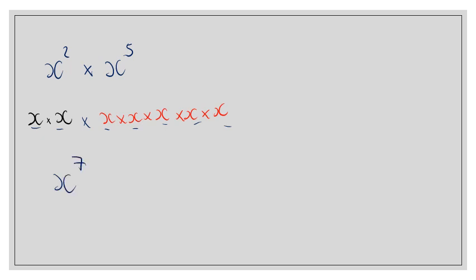So what we've done is we've added this 2 to this 5. So with indices, when we're multiplying, we can add them together. 2 plus 5 is 7. Can you try then y cubed times y to the power of 8? Pause the video or write that down for me, please. Hopefully you have got y to the power of 11 there.